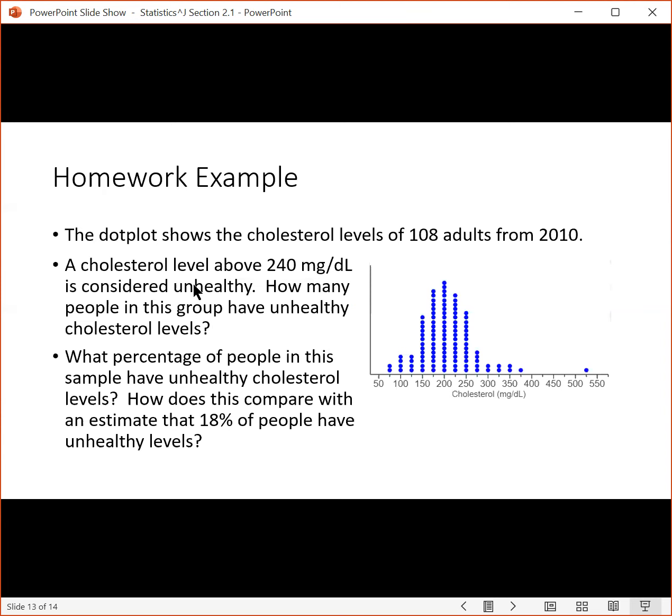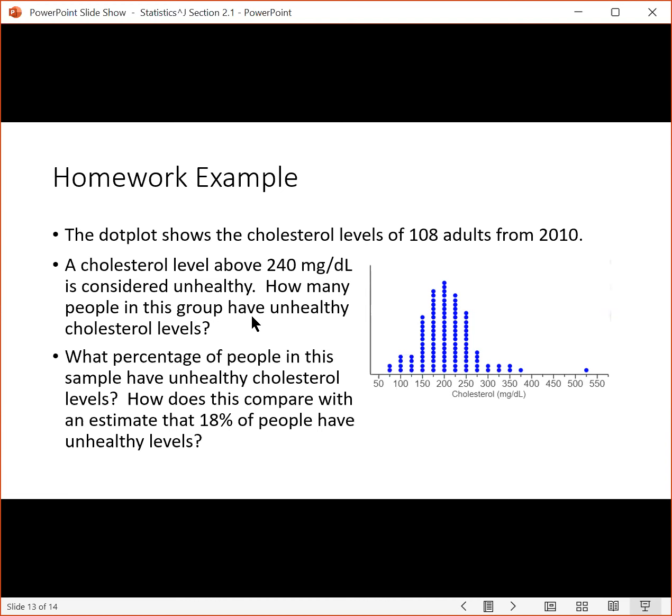So how would we use the dot plot to figure out how many people have unhealthy cholesterol levels? Well, we're told that anyone above 240 is unhealthy. So we can look on the dot plot and find where 240 is. Here there's 200, there's 225, there's 250. So 250 would be the first group above the 240 level. You want to count up how many dots are at 250, 275, 300, and so on, and those are going to be the individuals in our dot plot that represent unhealthy cholesterol levels.